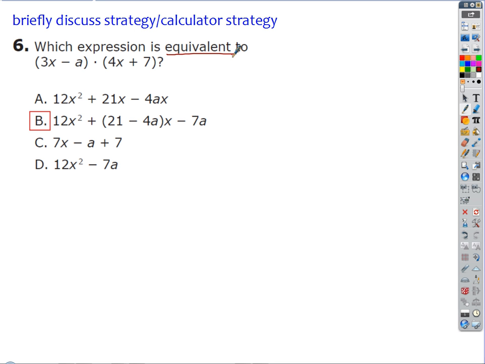So if I plug in a number for x and for a, up here, let's just say let x equal 2 and let a equal 1 and just see what happens. So if I do that, I'm going to get, let's see, 2 times 3 is 6 minus 1 is 5 times 4 times 2 is 8 plus 7, so that's going to give me 15. So what's that equal to? 5 times 15.